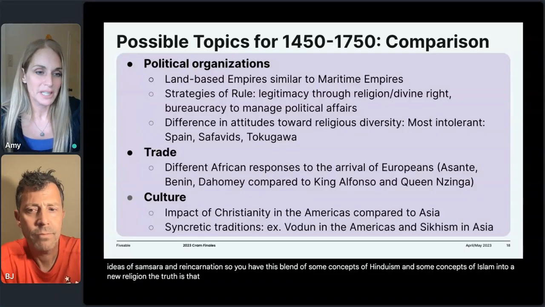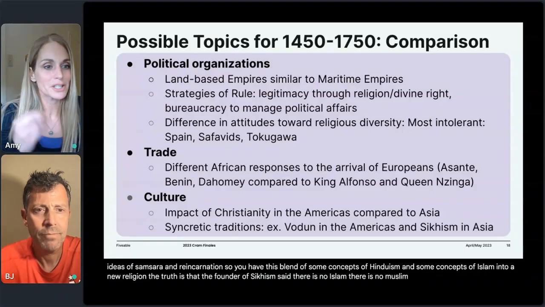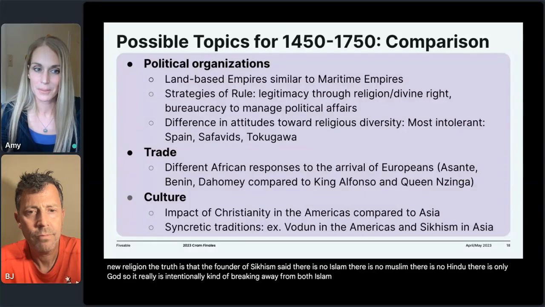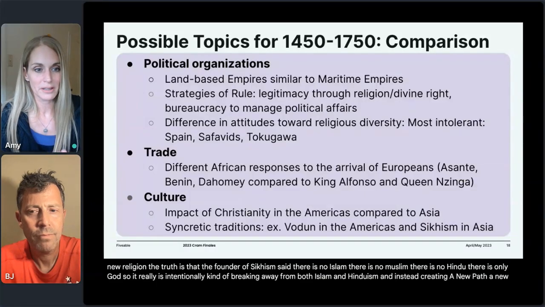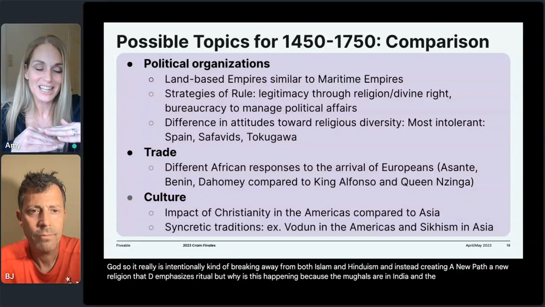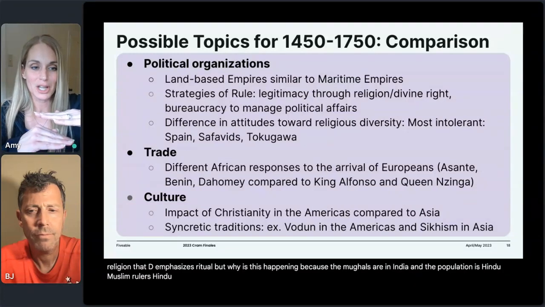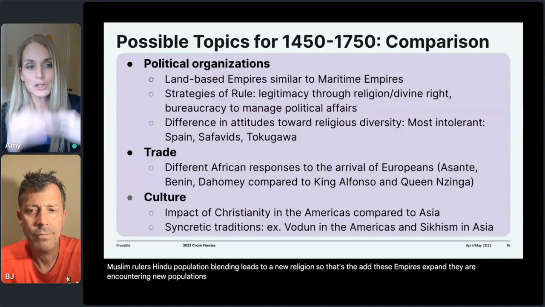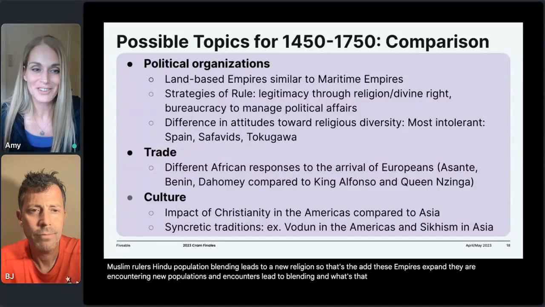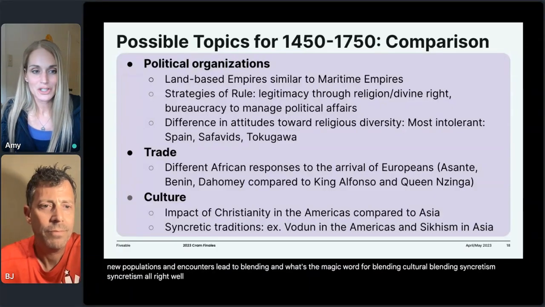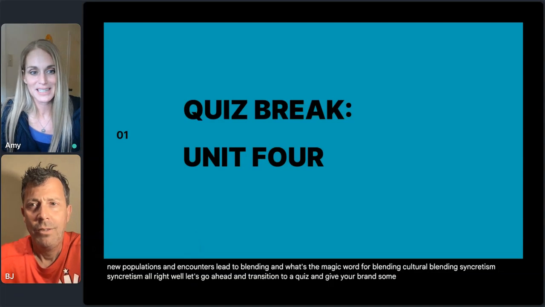The founder of Sikhism said, there is no Islam, there is no Muslim, there is no Hindu, there is only God. So it really is intentionally breaking away from both Islam and Hinduism, and instead creating a new path, a new religion that de-emphasizes ritual. But why is this happening? Because the Mughals are in India and the population is Hindu. Muslim rulers, Hindu population, blending leads to a new religion. As these empires expand, they are encountering new populations, and encounters lead to blending. And what's the magic word for cultural blending? Syncretism. All right, let's transition to a quiz and give your brain some time to process.